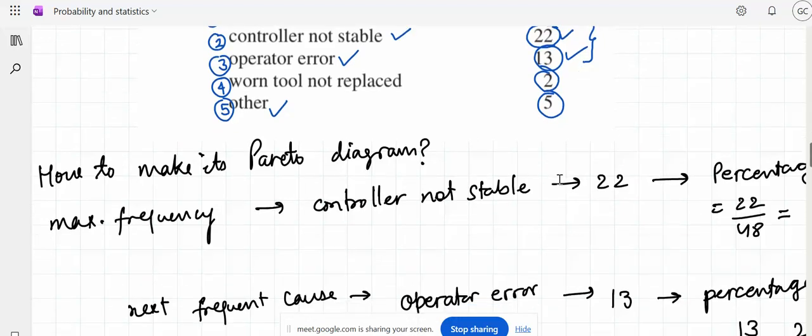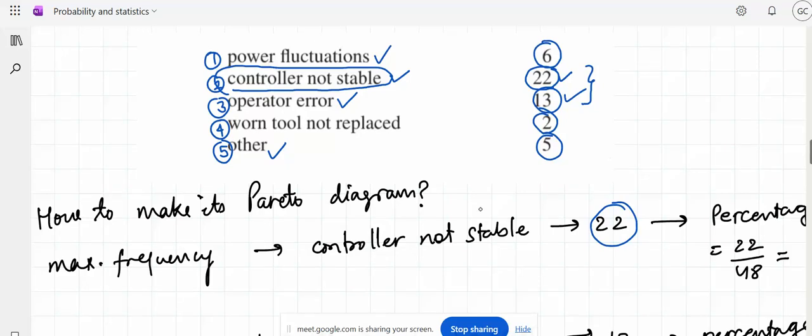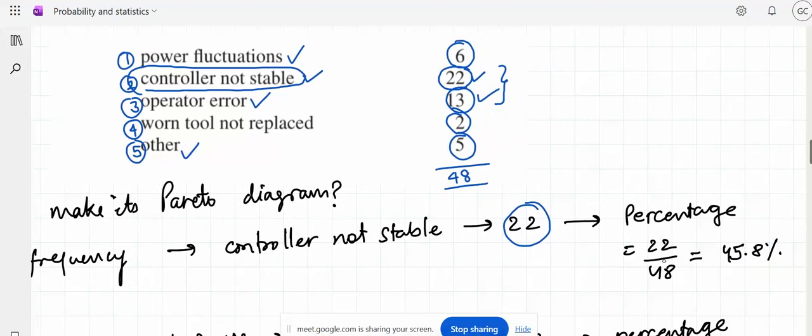we will look at the maximum frequency. So what is the maximum frequency here? Controller not stable, right? And how many times? 22 times. And we want to calculate the percentage, so you just add these numbers, you'll get 48. Okay, so what I'm doing is 22, and the percentage is 22 by 48 into 100, so that is 45.8%. Okay, this is the most frequent cause.